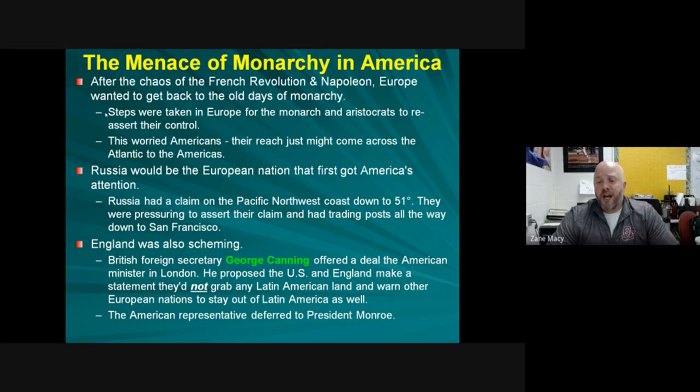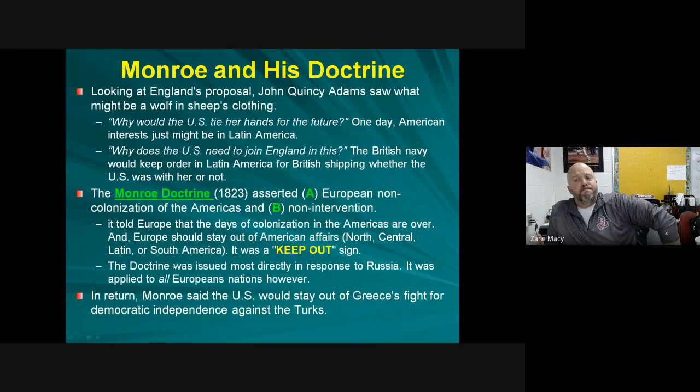British Foreign Secretary George Canning offers a deal to the American Foreign Minister in London. He proposes that the United States and England go in together. They make a joint statement that neither one of them would grab any Latin American land, and they would warn other European nations to stay out of Latin America as well. The American representative basically said, I'm going to have to talk to my boss. He communicates with President James Monroe. This is an offer that the British have made, and Monroe's like, tell him we'll think about it.